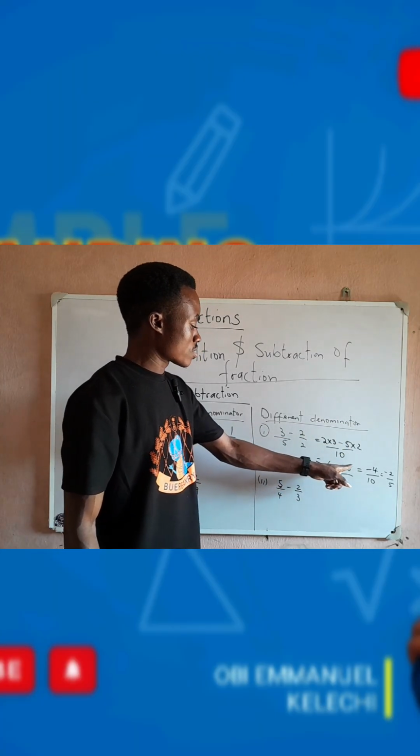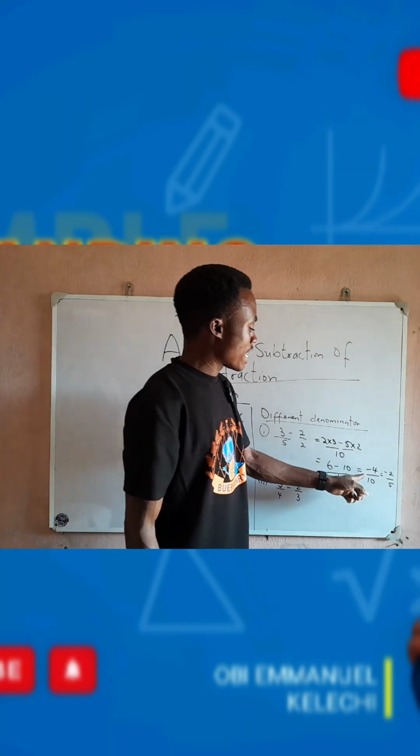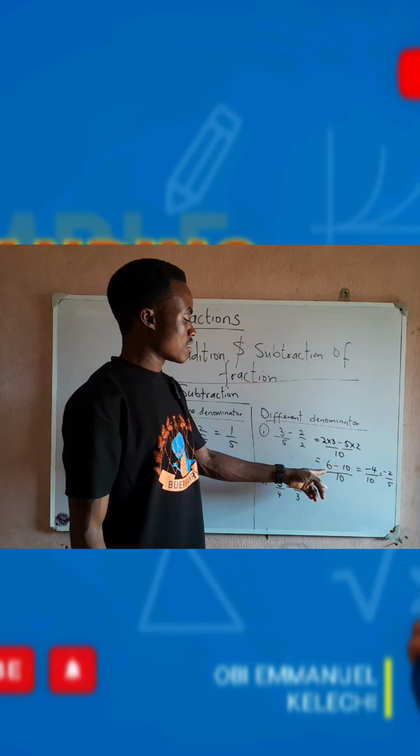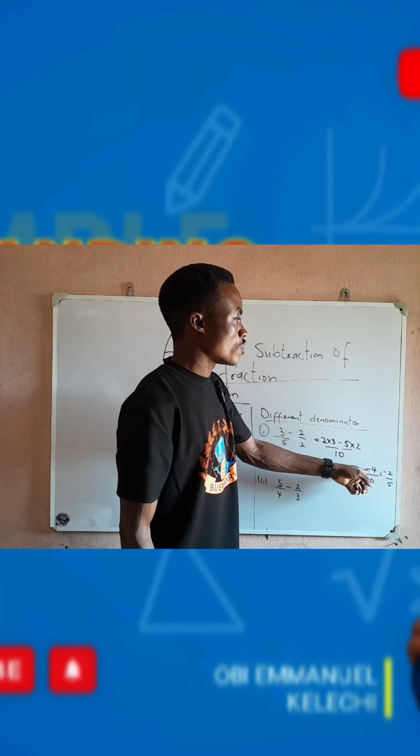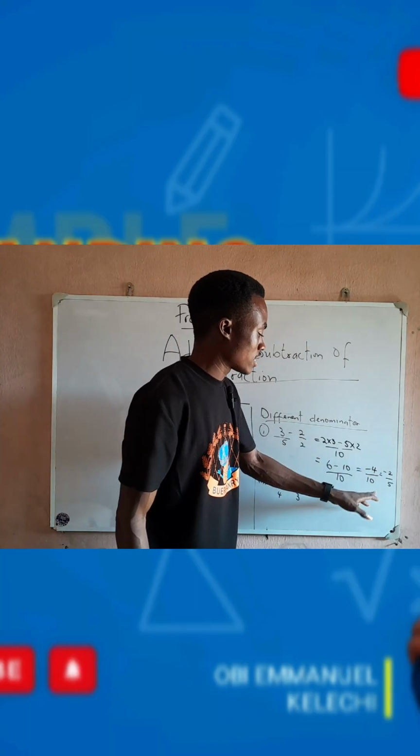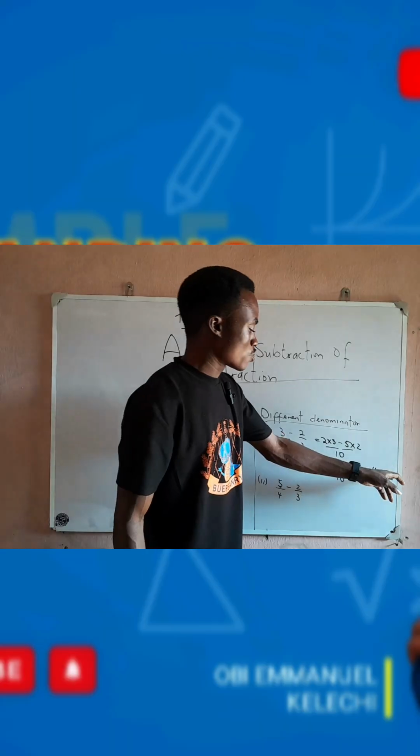So 6 minus 10 is equal to minus 4. You are having 6 naira and you are owing 10 naira. You are still owing minus 4. So minus 4 over 10 is equal to minus 2 over 5.